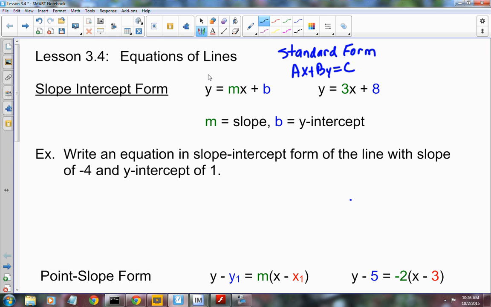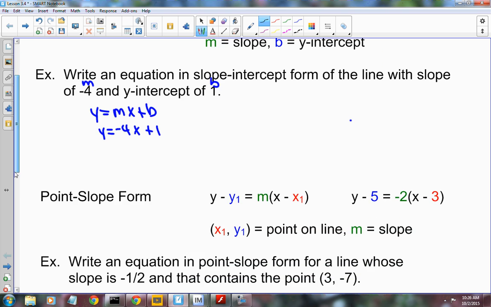This first problem is very simple. It says write the equation in slope-intercept form for a line with a slope of -4 and a y-intercept of 1. So that's super easy. You just have to plug it into this formula. And so we're going to replace the m with the -4 and the b with a +1. That's super easy. Okay?